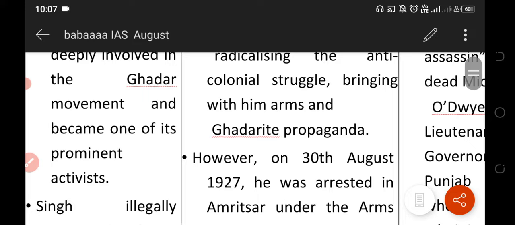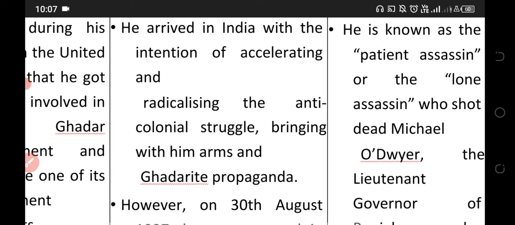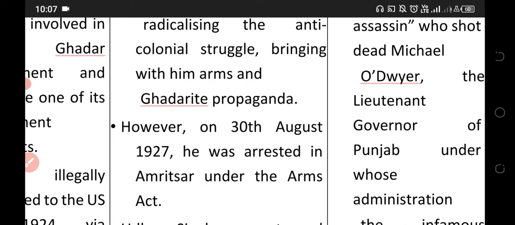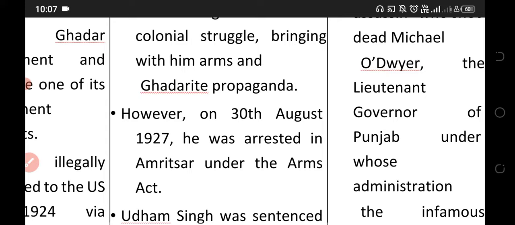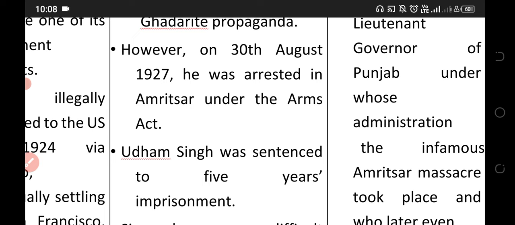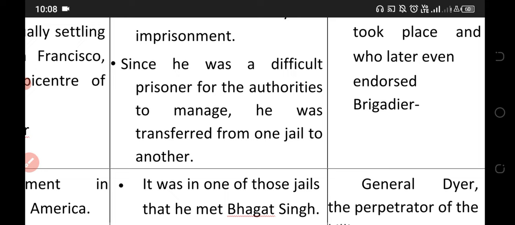He arrived in India with the intention of assimilating and radicalizing the anti-colonial struggle, bringing with him arms and Ghadarite propaganda. However, on 13th August 1927, he was arrested in Amritsar under the Arms Act. Udham Singh was sentenced to 5 years imprisonment since he was a difficult prisoner for the authorities to manage. He was transferred from one jail to another.